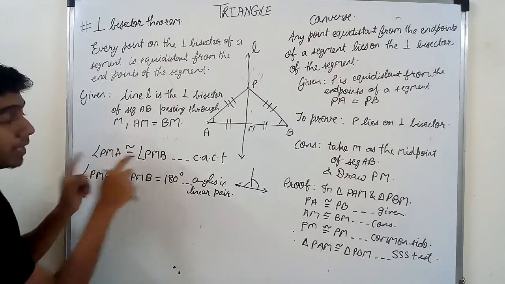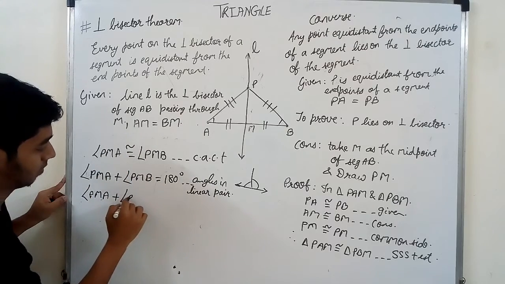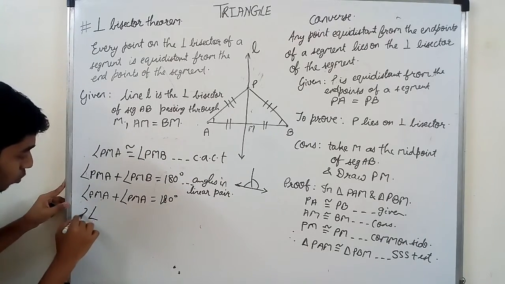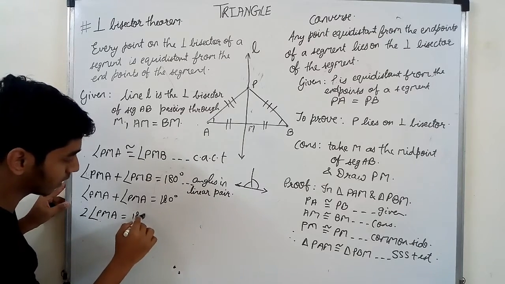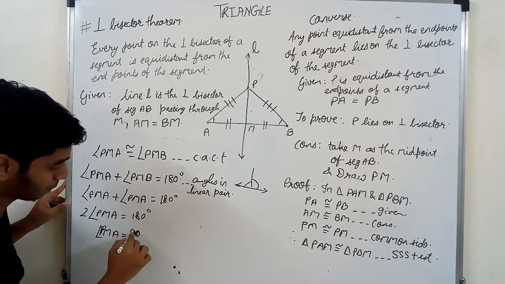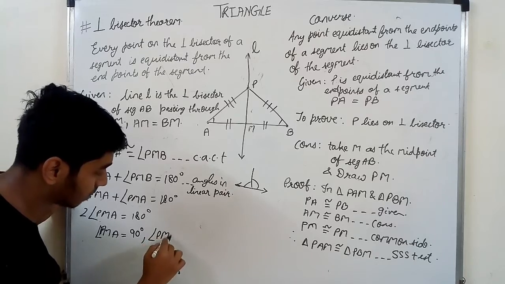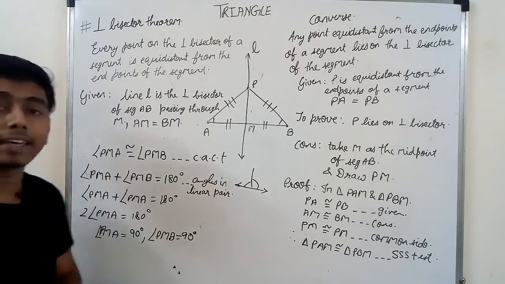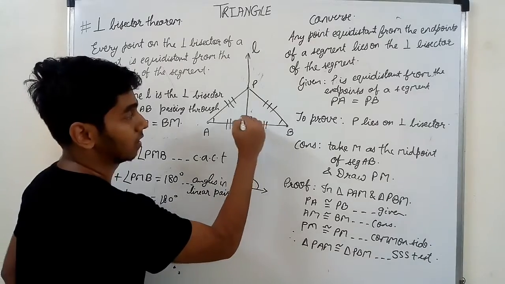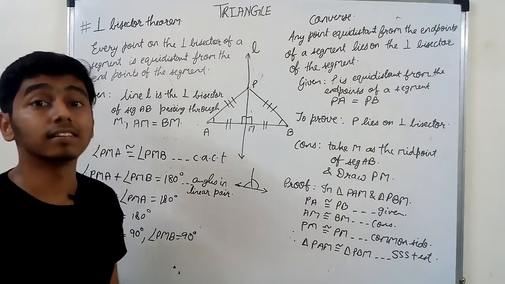Now, if you see PMA and PMB, they both are congruent. So this PMA plus PMB can be written as PMA plus PMA, so 2 times angle PMA equal to 180. Therefore, PMA is equal to 90. So we have got PMA as 90 and PMB is also 90 because they both are equal. So with the help of this, we are getting these two angles to be 90 degrees. So if this angle is 90 degrees, that means line L is the perpendicular.